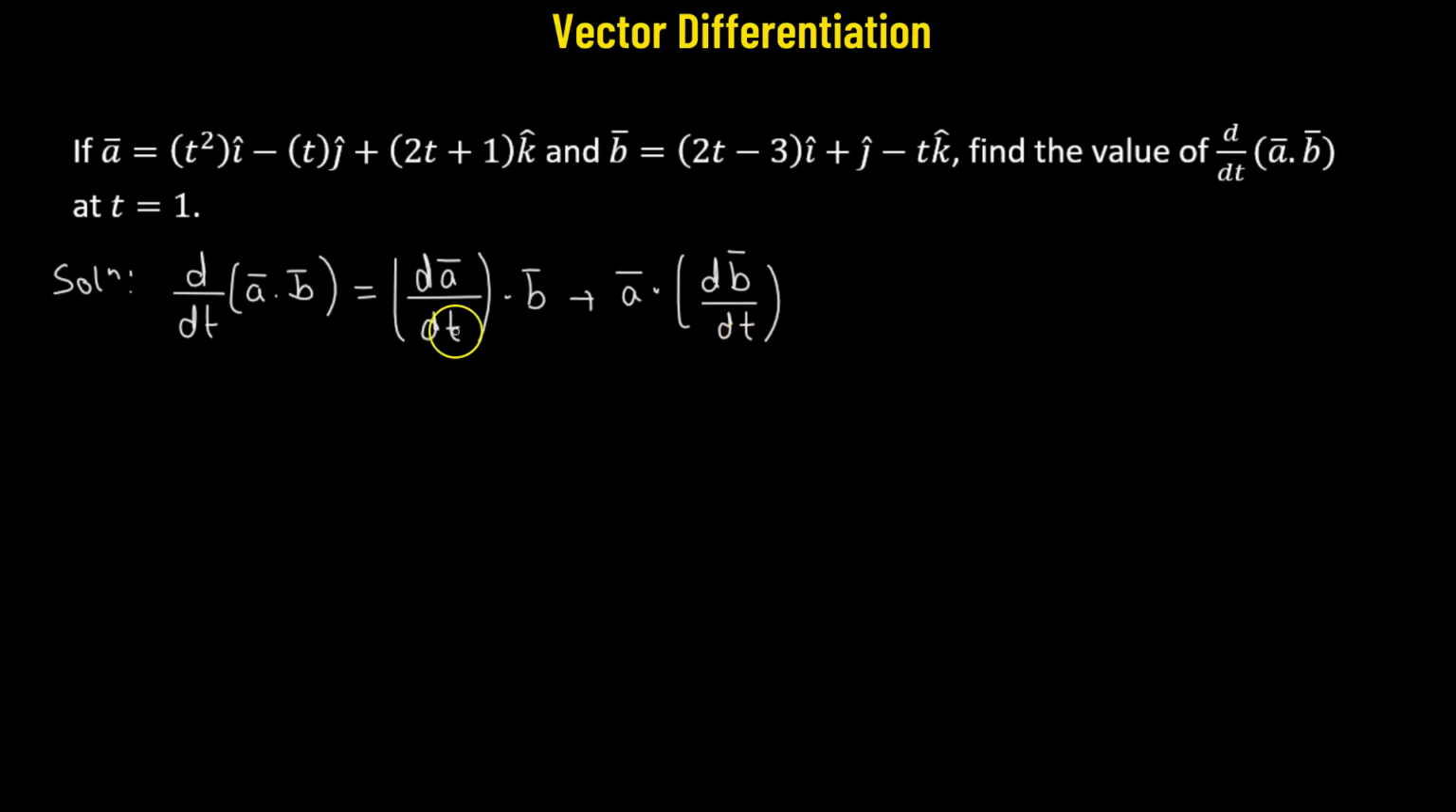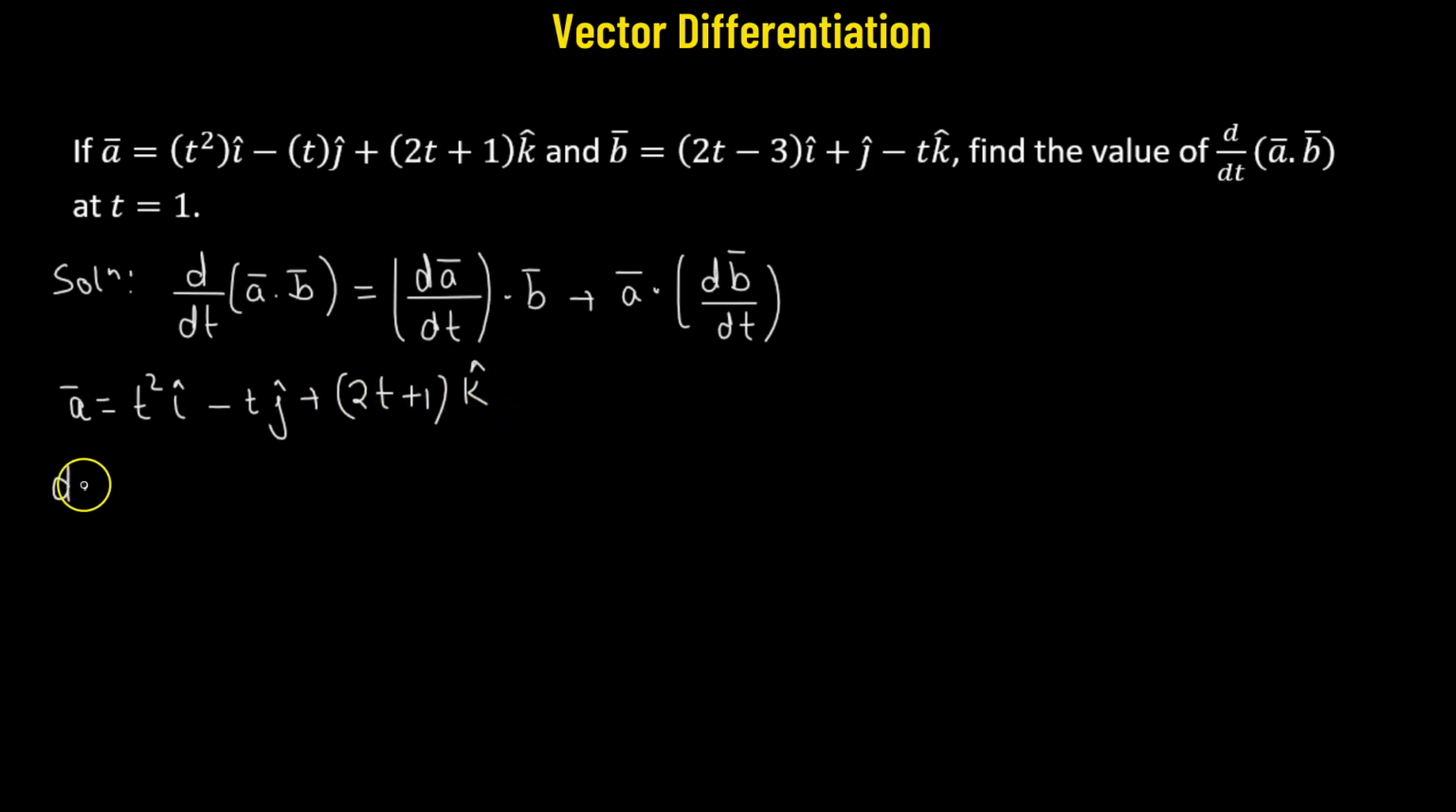So this is the definition of the dot product. So we're going to use this. Let's begin with vector A. So we have vector A. We'll take t squared i cap minus t j cap plus (2t plus 1) k cap.